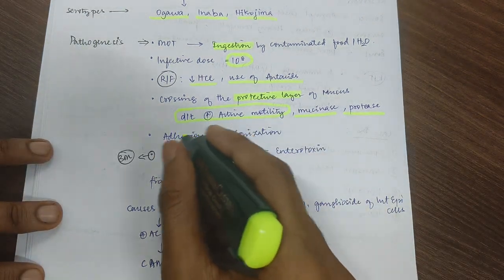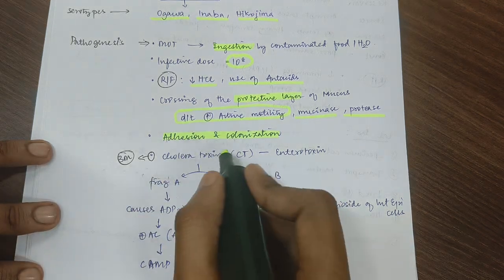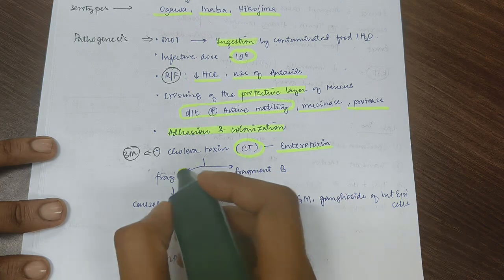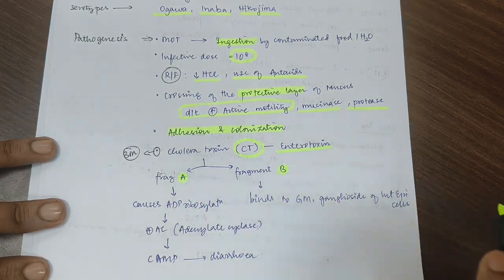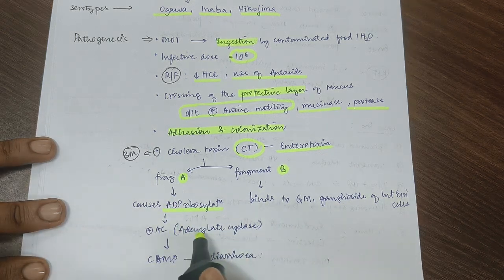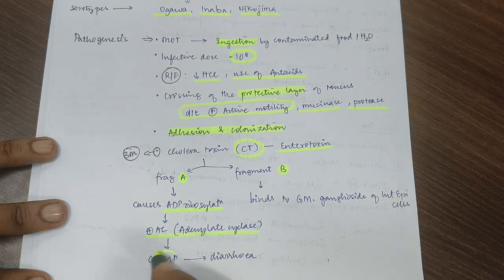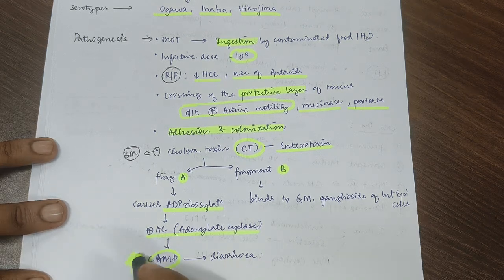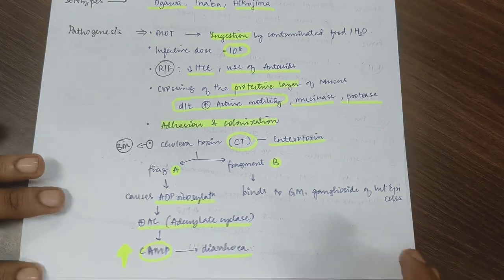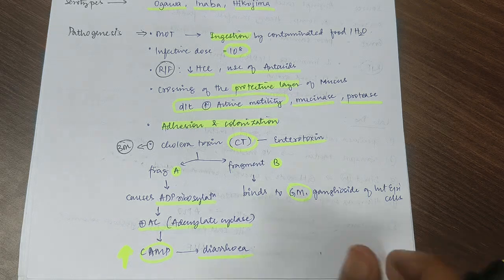Then adhesion and colonization. After getting adhered and colonized, it produces cholera toxin, an enterotoxin. It has two fragments, A and B. Cholera toxin A causes ADP ribosylation and stimulates adenylate cyclase, which leads to an increase in cAMP. If there is an increase in cAMP levels, that leads to diarrhea. Whereas fragment B binds to GM1 gangliosides of the intestinal epithelial cells.